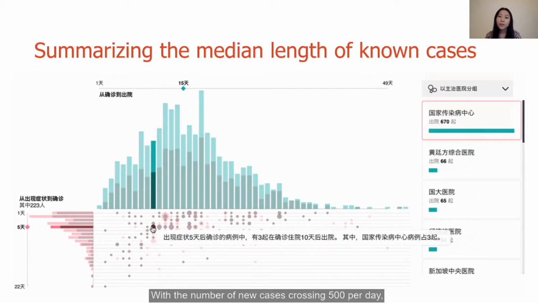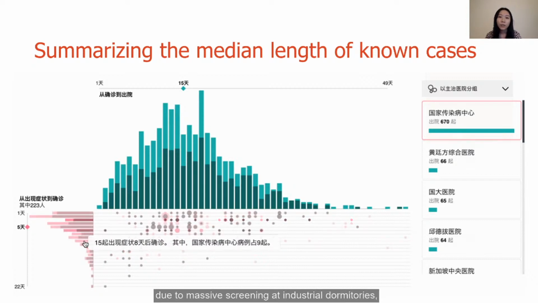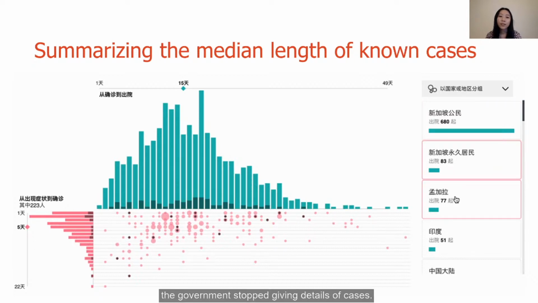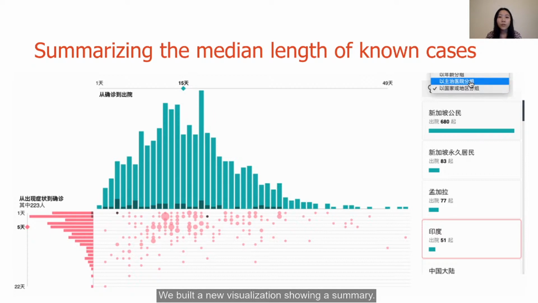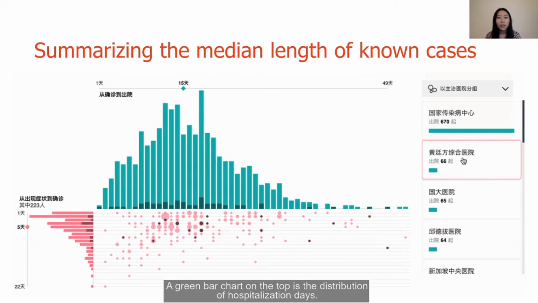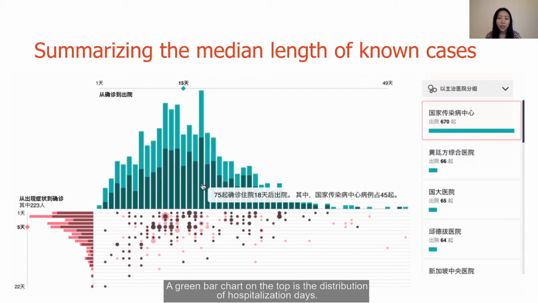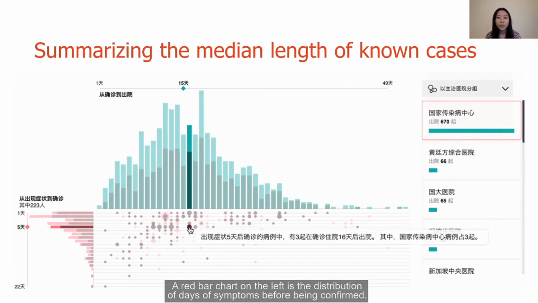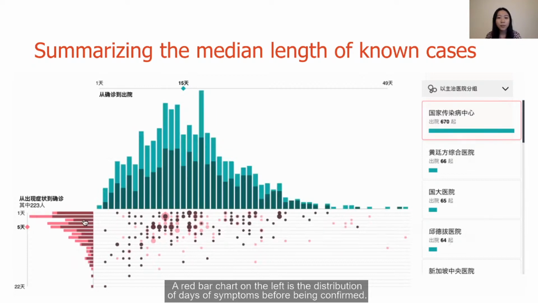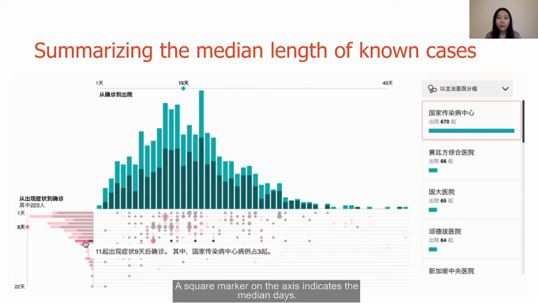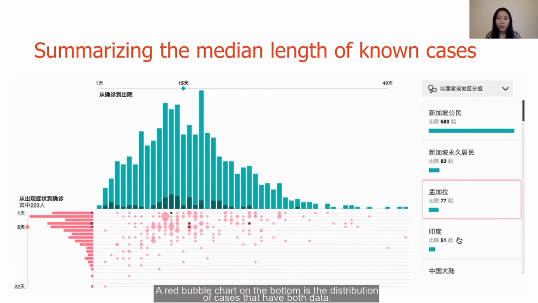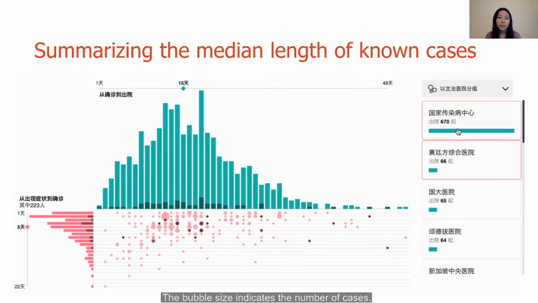With the number of new cases crossing 500 per day due to massive screening at the industrial dormitories, the government stopped giving details of cases. We built a new visualization showing a summary. A green bar chart on the top is the distribution of hospitalization days. The red bar chart on the left is the distribution of days of symptoms before being confirmed. A square marker on the axis indicates the median days. The red bubble chart on the bottom is the distribution of cases that have both data. The bubble size indicates the number of cases.